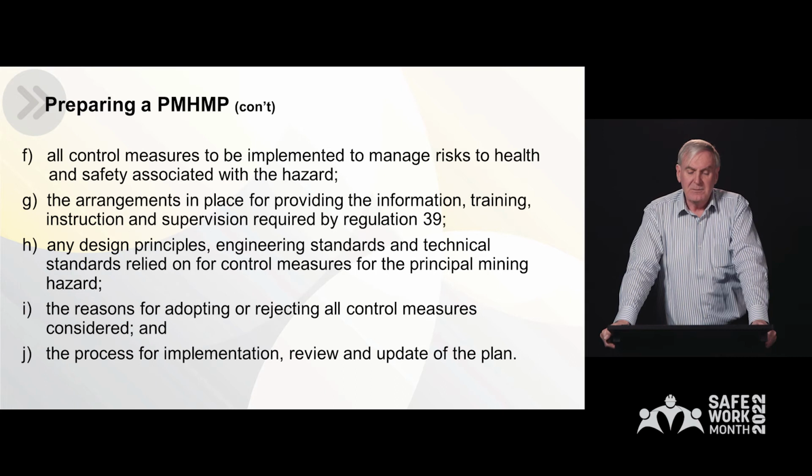All control measures to be implemented to manage risks to health and safety associated with the task. The arrangements in place for providing the information, training, instruction and supervision. Any design principles, engineering standards and technical standards relied on for control measures for the principal mining hazard. Why you chose that control measure. The reasons for adopting and rejecting control measures considered. Why you made the decision. And the process for implementation, review and update of the plan.